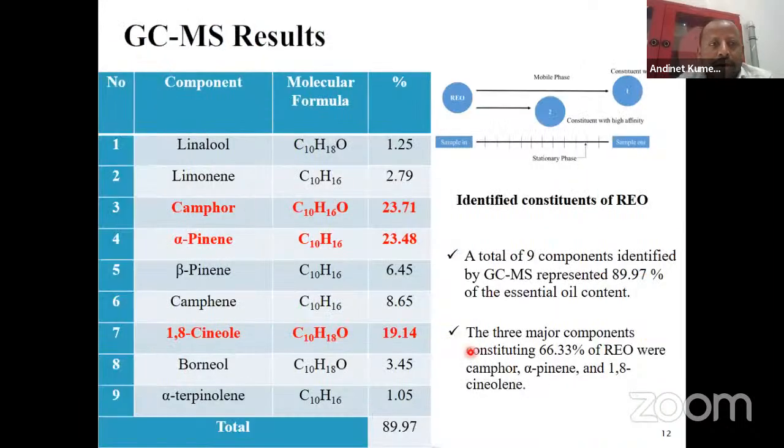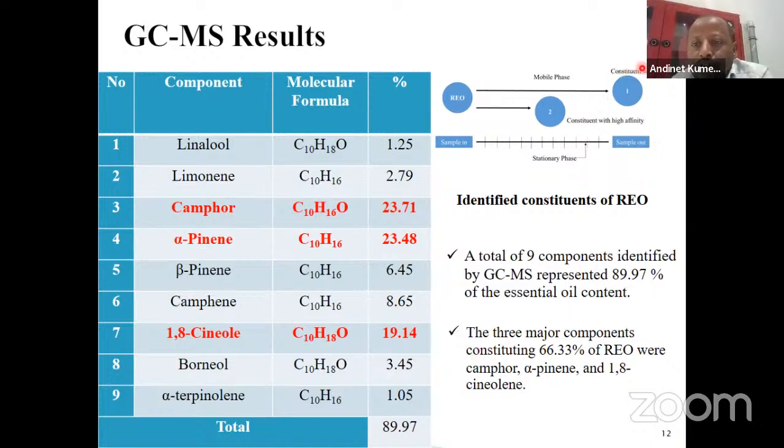pathogens. And while considering this, the GC is a tool which is used for identifying the major constituents in the rosemary essential oil. Basically, here we use 2 phases, which are the mobile phase and the stationary phase. And the mobile phase is an inert gas, which can be helium or argon, which is going to drive the sample through a column.